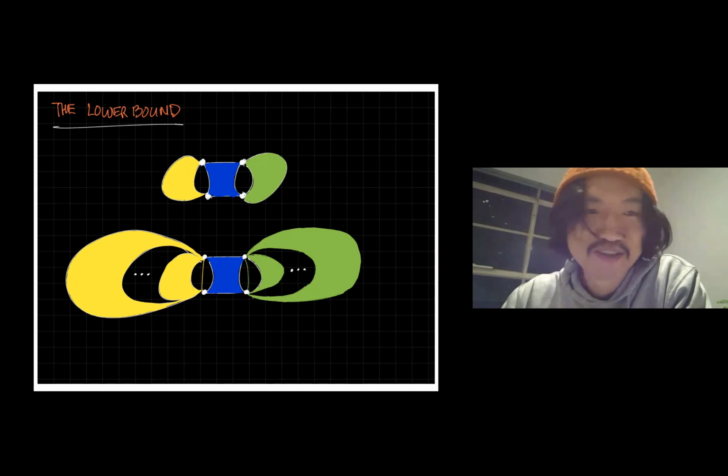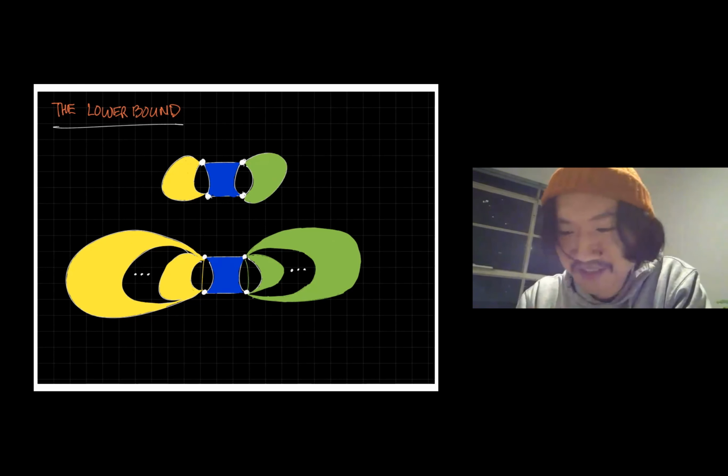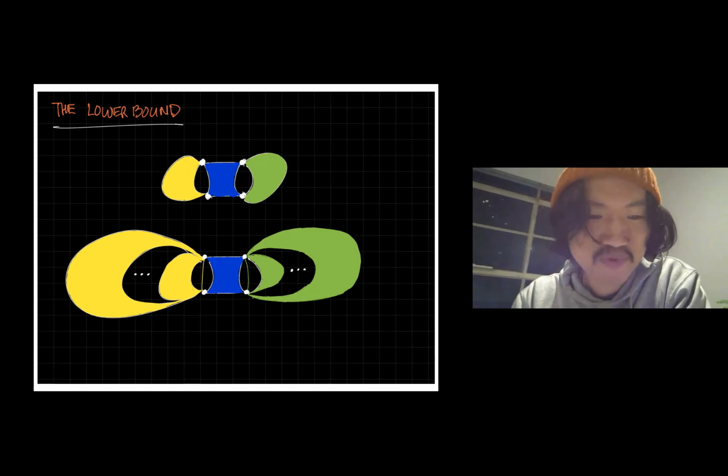So the lower bound is quite easy. It's the same proof for arbitrary flap number, proof by picture.